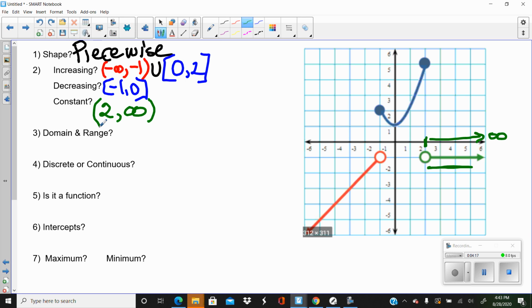Please pay attention to that. We will focus on revisiting that in class. Okay, so let's talk domain and range.